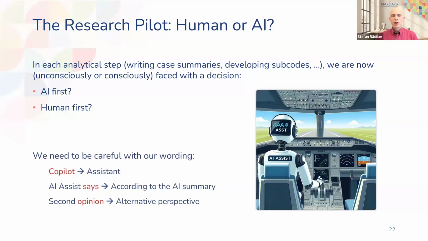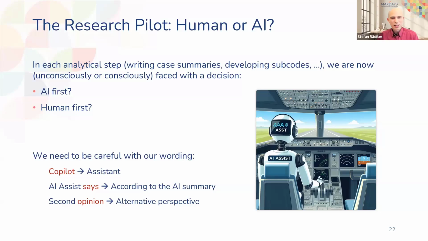I found that we also need to be careful with our wording when we're saying there is a difference between humans and generative AI in qualitative research. For example, Microsoft calls many of their AI tools Copilot, and I think this is a very bad metaphor for the research, because we are the persons who are flying the research plane.